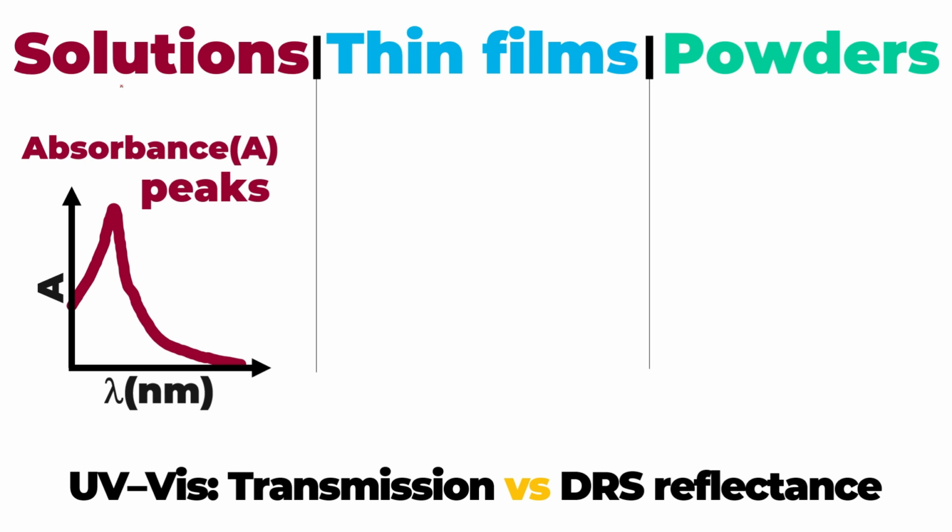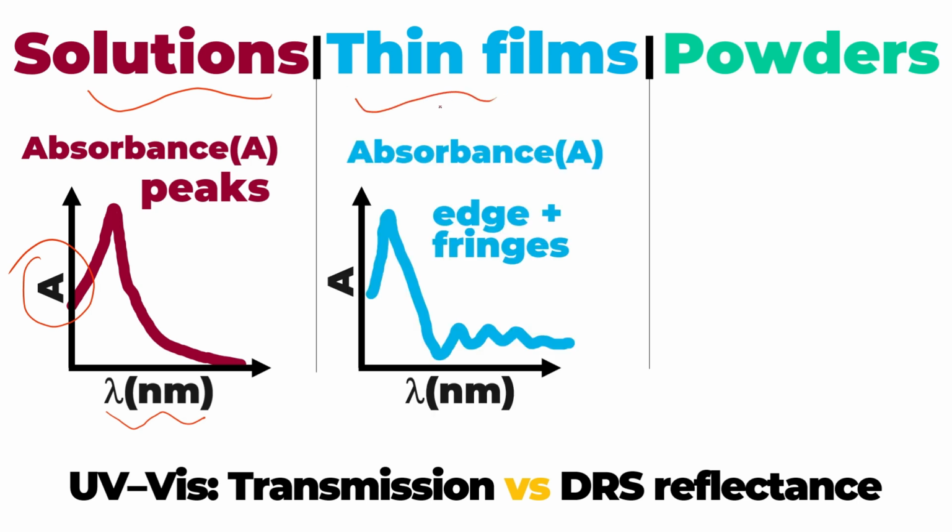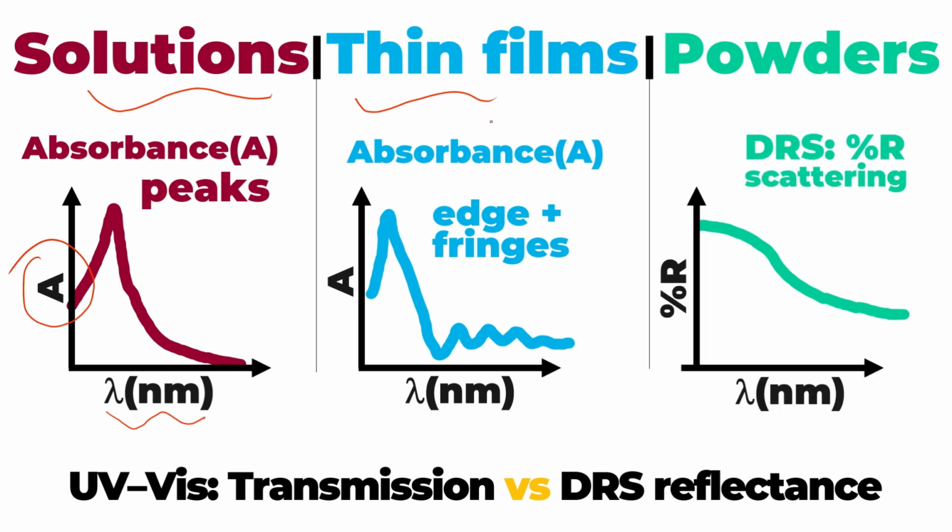Three sample forms, three different UV stories. Solutions. We usually plot absorbance. Here on the y-axis we have absorbance, on the x-axis we have wavelength. Thin film is also absorbance, but thickness changes everything. Powder is usually DRS, reflectance, not absorbance.